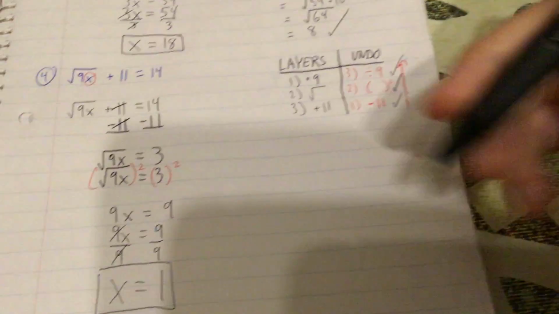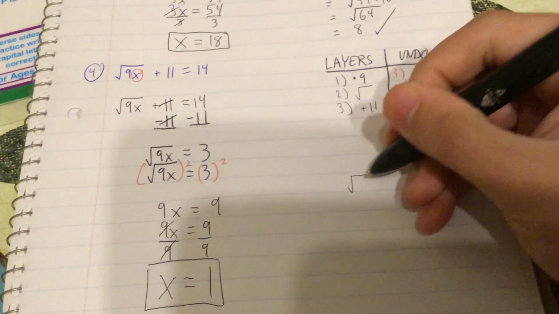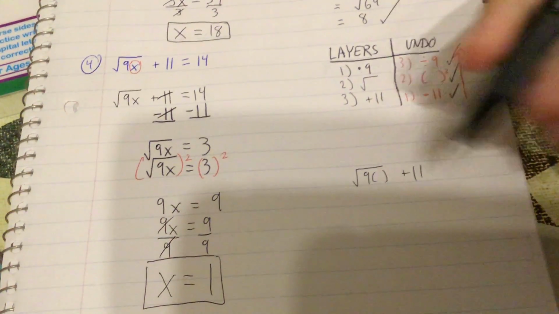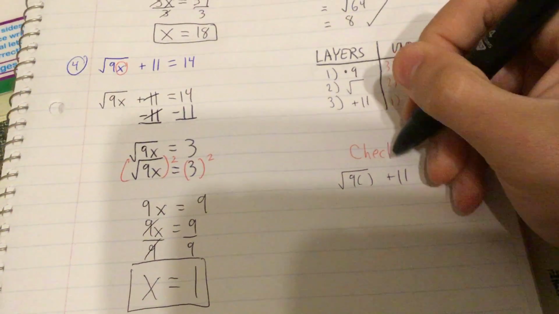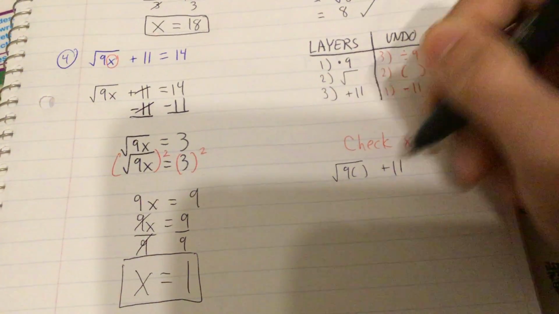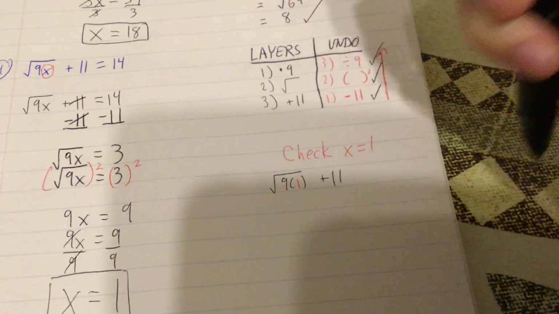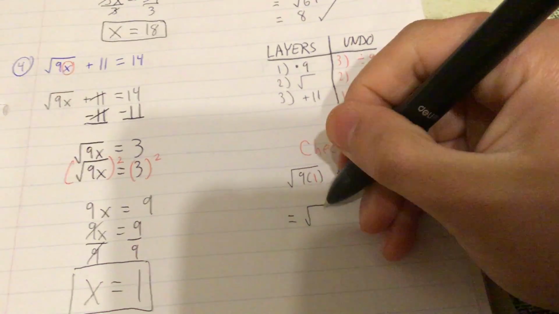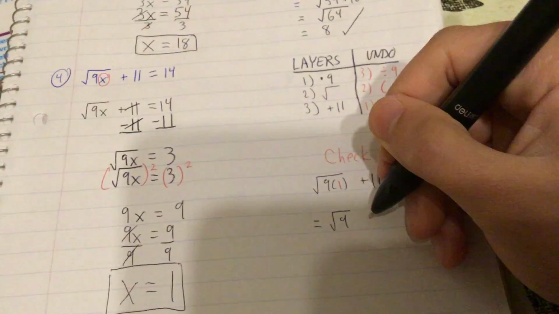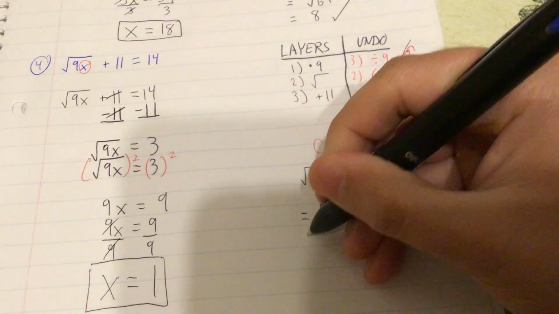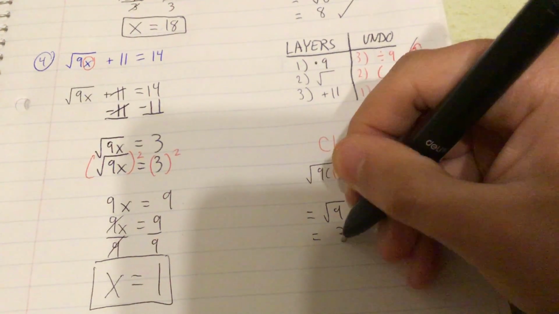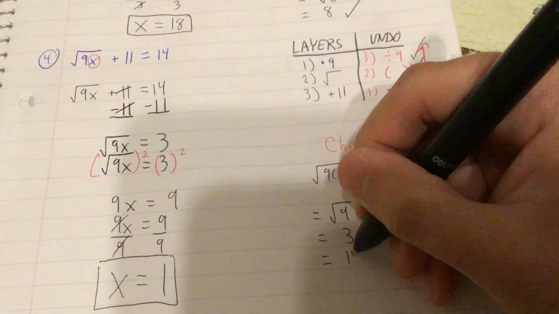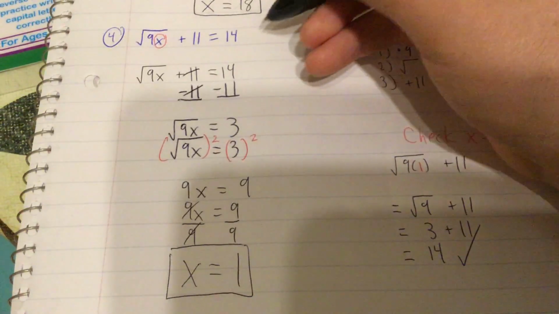And if you check your work, I'm going to check with x equals 1. So 9 times 1 is 9. So I still have the square root of 9 plus 11. The square root of 9 is 3. I'm still going to add 11. And that gets me 14, which is what I wanted all along.